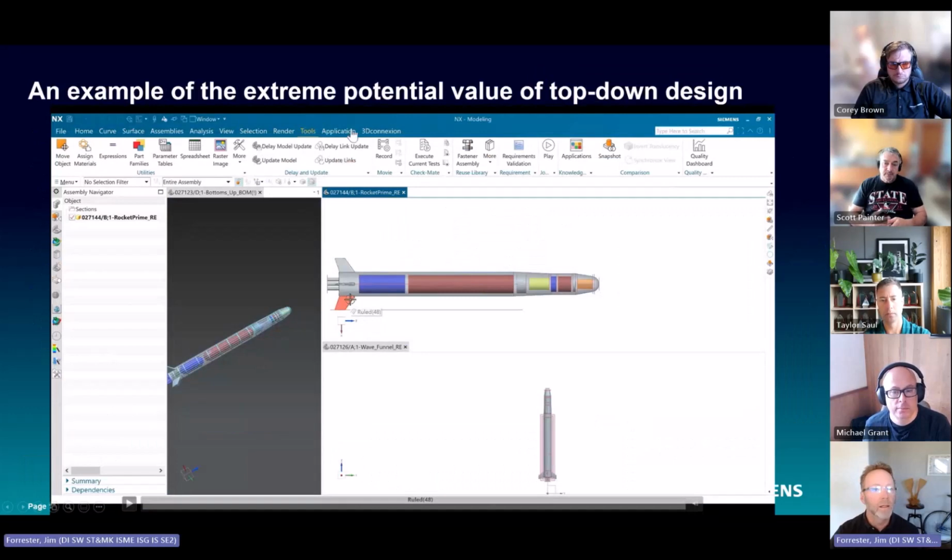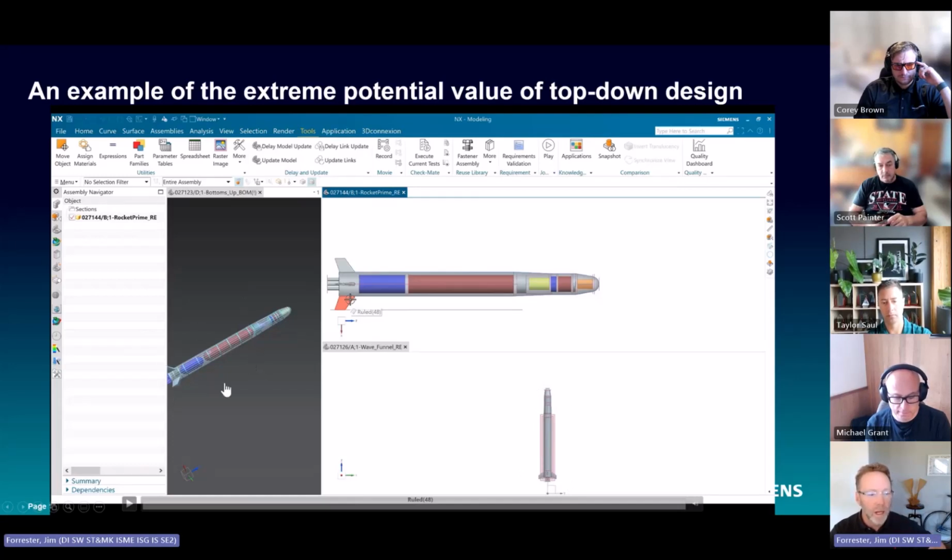And here's a video that kind of shows this in action. This is an example of a rocket an intern did for me here in the summer of 2022. He has a very simple rocket in a single part file with space claims for fuel tanks and a payload and stuff. He then feeds that into a top-down structure where all the components are derived in more detail, in this case, almost full detail.